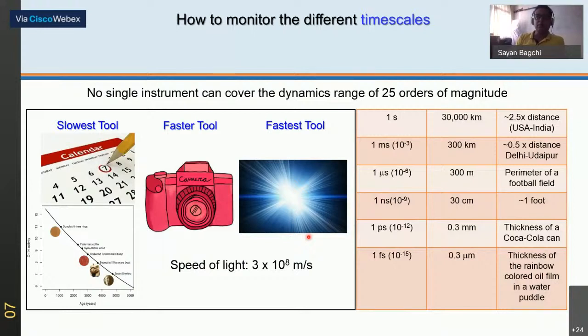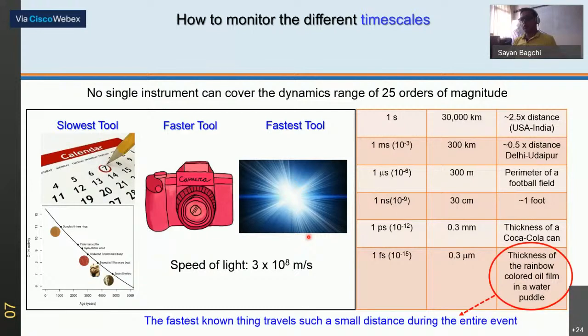If you think about 1 millisecond, it covers about 300 kilometers, which is like half the distance between Delhi and Udaipur. Now, for a microsecond, light travels about the perimeter of a football field. In a nanosecond, it travels 1 foot, and in a picosecond, I said, the thickness of a Coca-Cola can. I also mentioned we are interested in femtoseconds. If you take a water puddle, sometimes light shines on it and we see an oily layer which reflects and looks like a rainbow. The thickness of this rainbow-colored oil film on the puddle is the distance that light travels in a femtosecond.